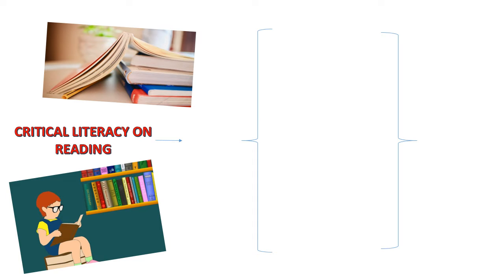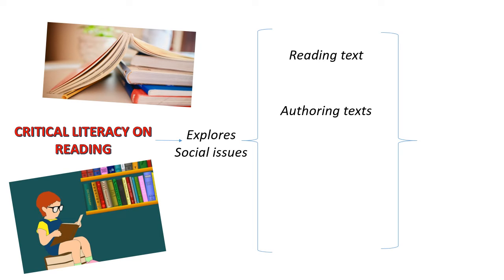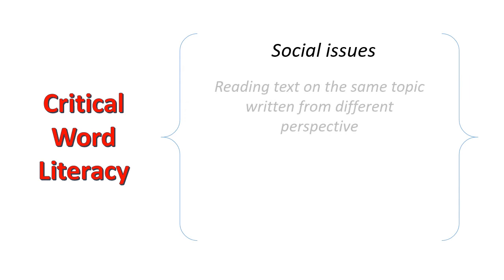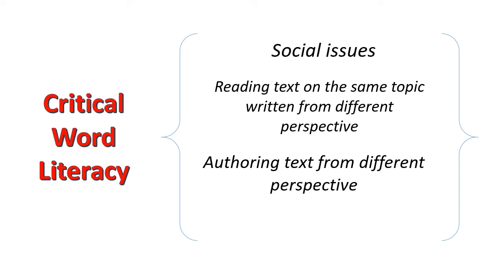Critical literacy on reading explores social issues that involve reading text, authoring text, researching social issues, and taking social action. And it is called critical word literacy. Critical word literacy talks about social issues, talks about reading a text on the same topic written from different perspectives, authoring text from different perspectives, and finally reading positions.